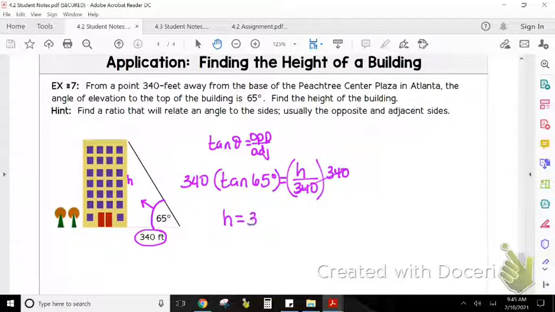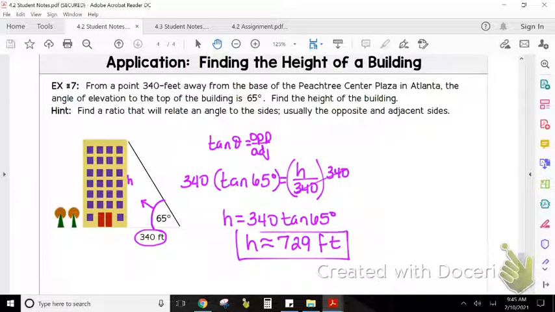So the height of the building is equal to 340 times tangent of 65 degrees. And so let's plug that in our calculator, and we'll find that our height is approximately 729. I know there were some decimals, but I didn't write it down, so I'm just going to leave it at that. And then remember, you have to label height. The distance is measured in feet, and that's because of the 340 feet.